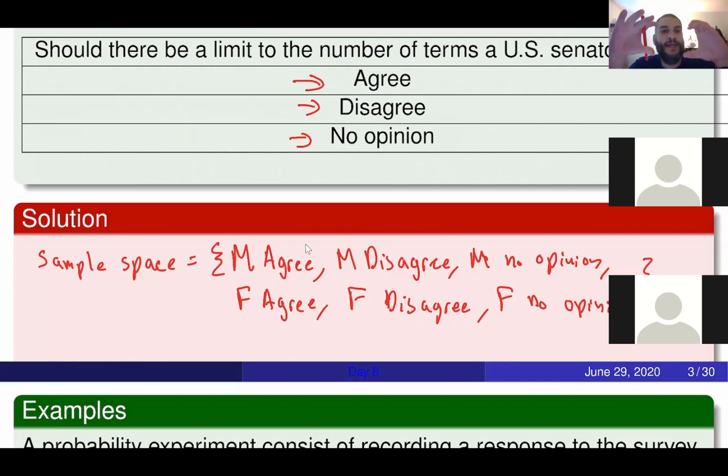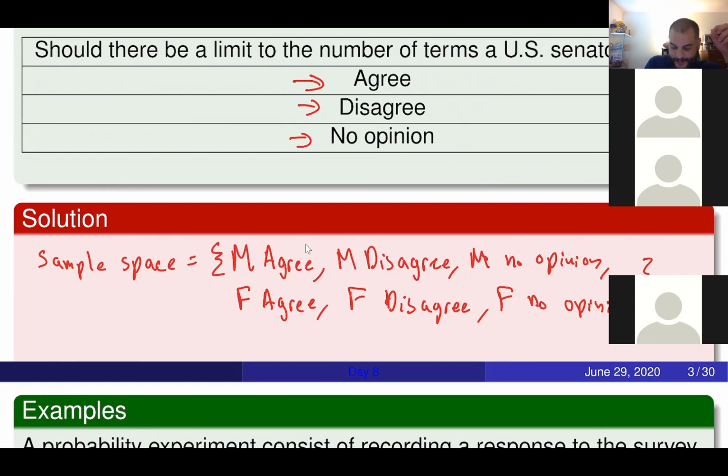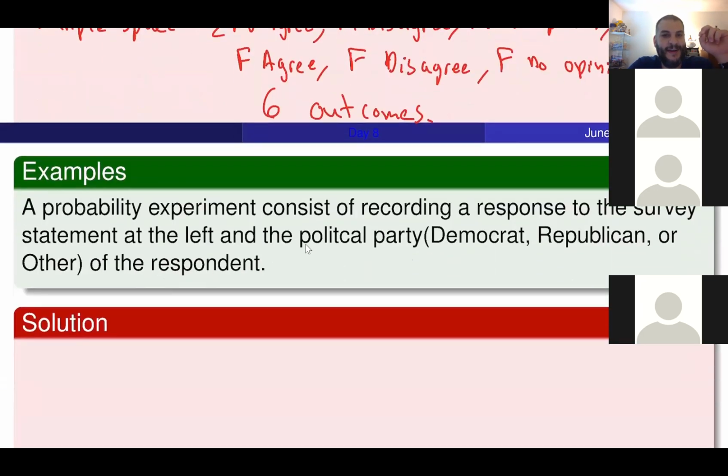If you look at the sample space, it's listing all possible outcomes that could occur when we're recording their gender, but we're also recording the response to this question. So for this one, how many total outcomes do I have in my sample space? All right, so we'll go with 6 outcomes. And that's it for that last problem. Any question for that last problem? All right.